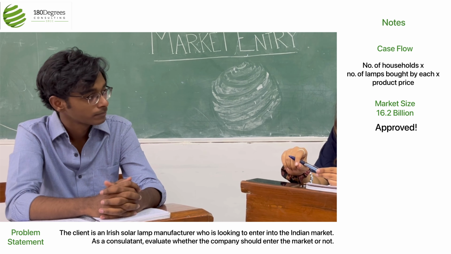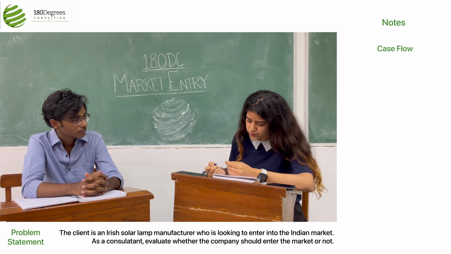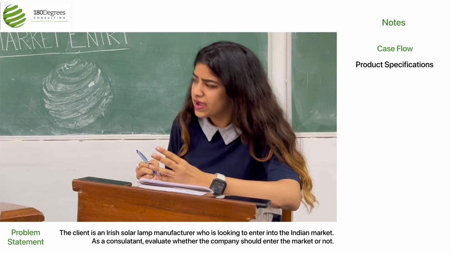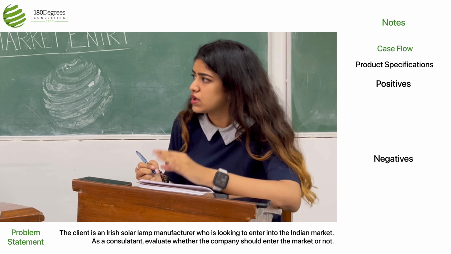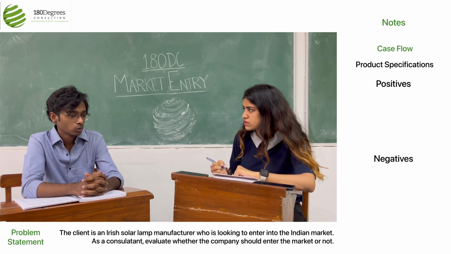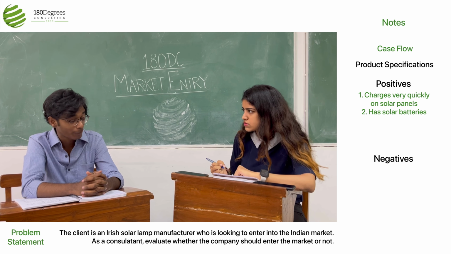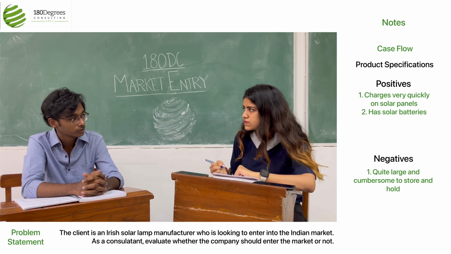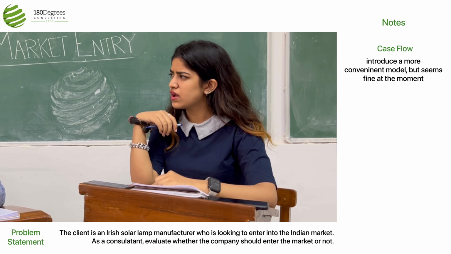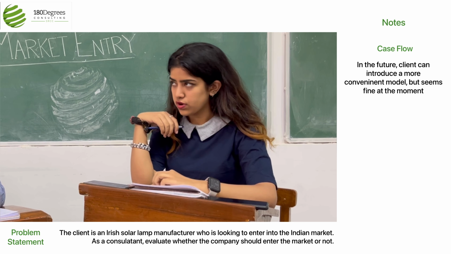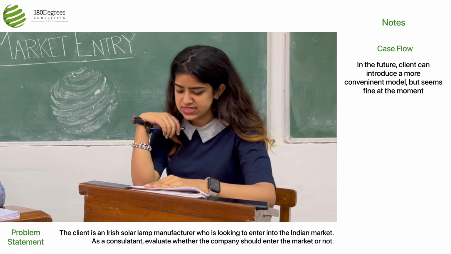Alright. So now, moving on to product specifications, what might be the positive and negative points about the solar lamp? Okay, so the positive aspects of the solar lamp is that it charges very quickly using solar panels and it operates completely on solar batteries. But the negative aspect is that it is quite large and cumbersome to store and hold. I think in future our client can introduce a more convenient model, but for now the product specifications seem fine.